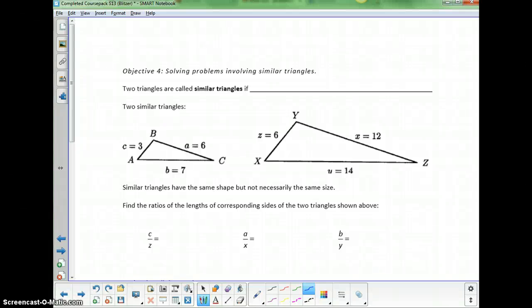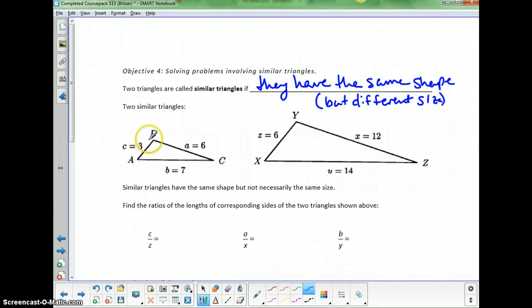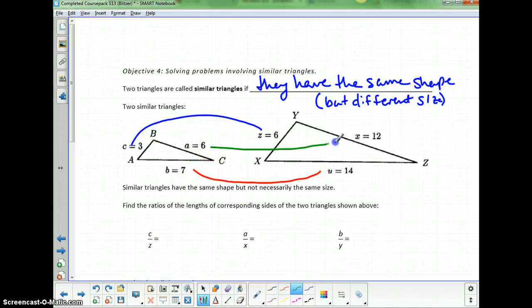In Objective 4, we're looking at solving problems involving similar triangles. Two triangles are called similar if they have the same shape but different size. So looking at these two triangles right here, they are similar, and we're going to use that fact to show that similar triangles are in proportion. The corresponding sides right here are C and Z, B and Y, and A and X.